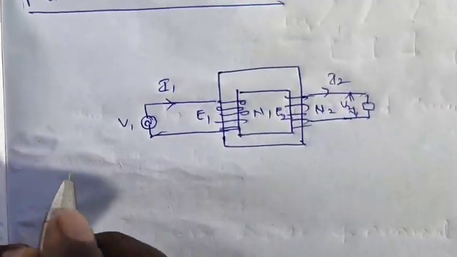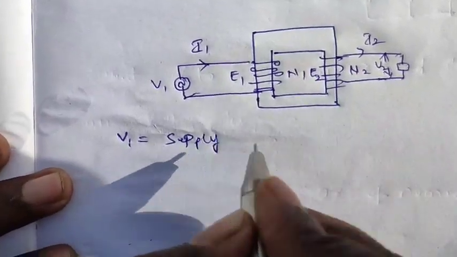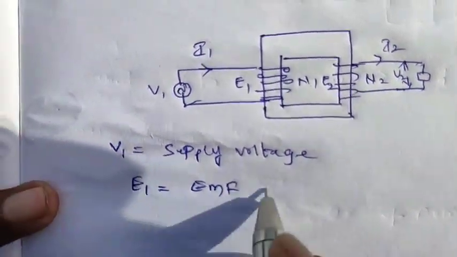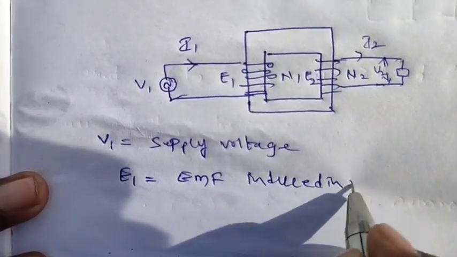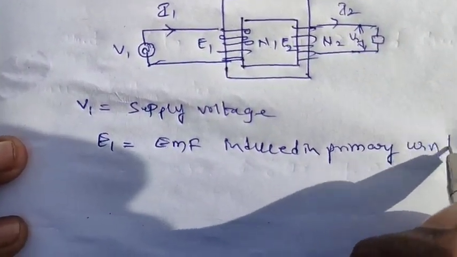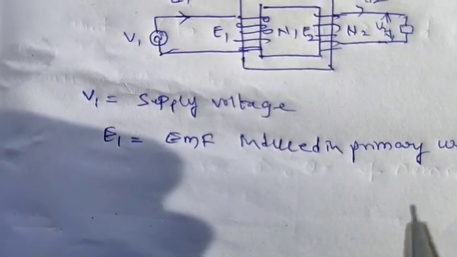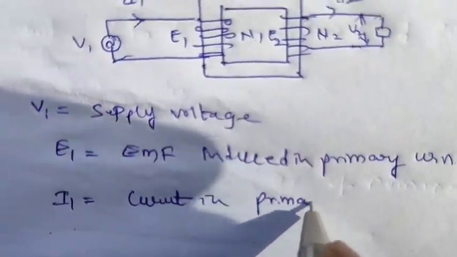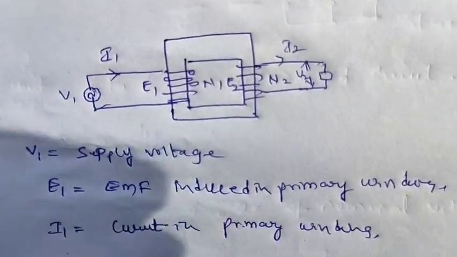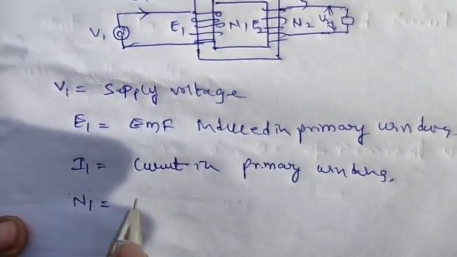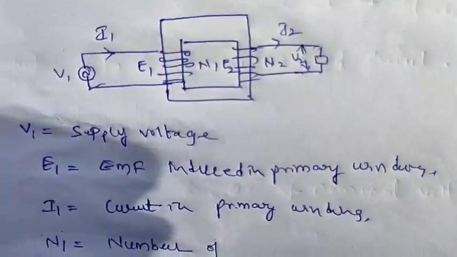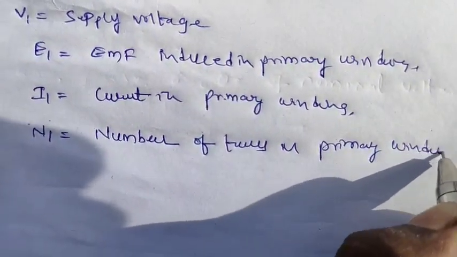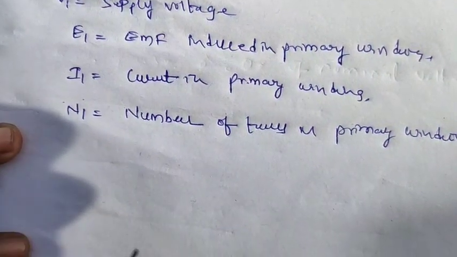I am writing the notation. V1 is the supply voltage, E1 is the EMF induced in primary winding, I1 is the current in primary winding, N1 is the number of turns in primary winding.